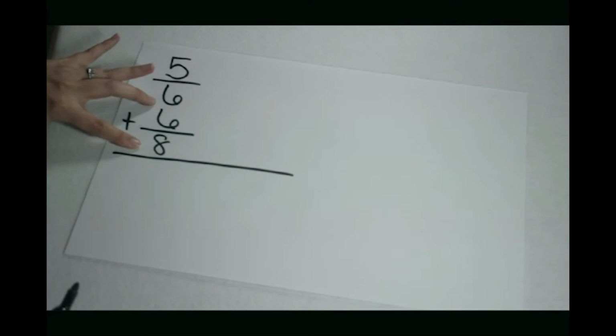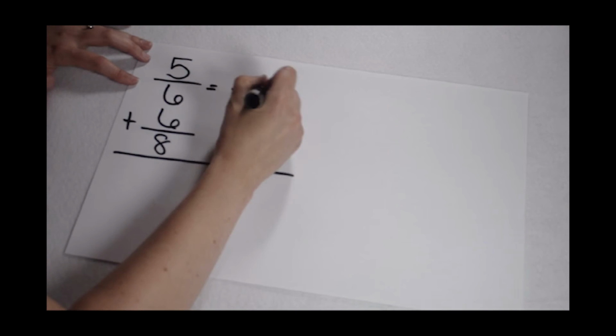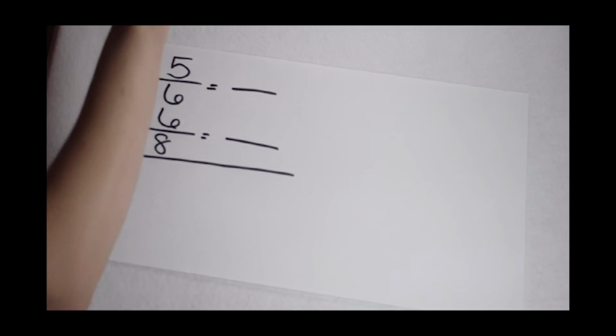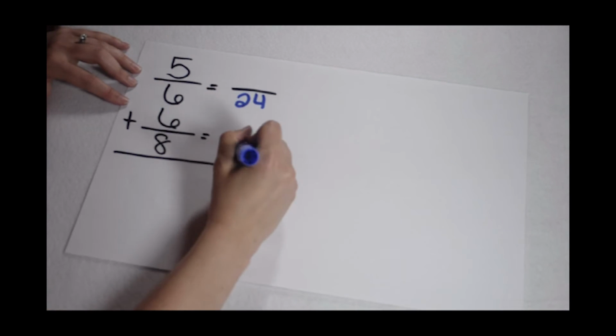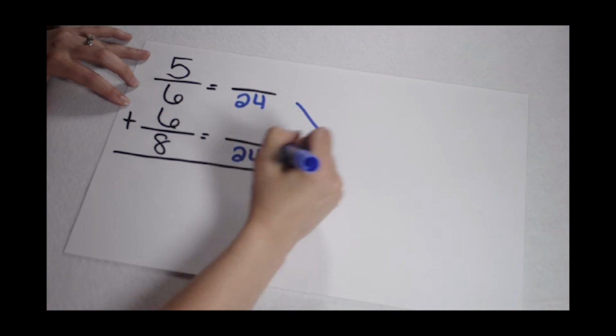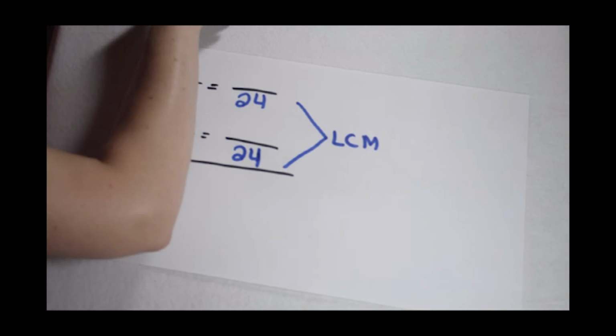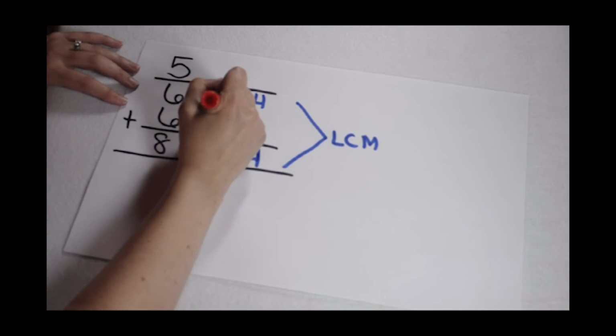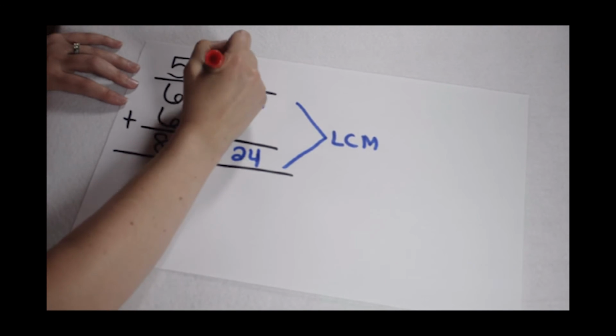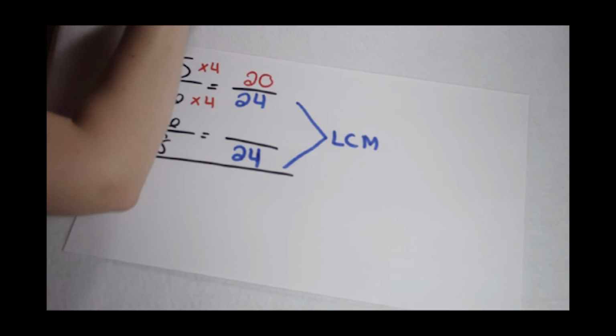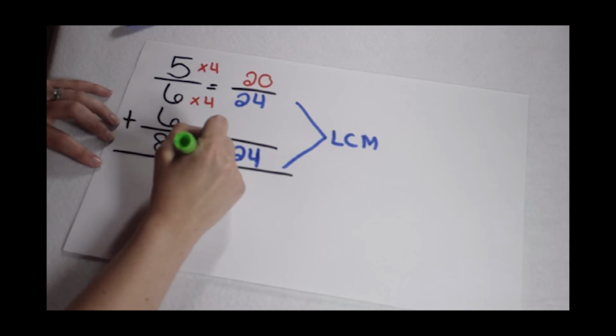Since 6 and 8 are not our common denominators, the first thing we need to do is make equivalent fractions. 6 and 8 are going to both be made into a fraction out of 24. To get from 6 to 24, I need to multiply by 4. 5 times 4, that gives me 20. 8 times 3 gives me 24.